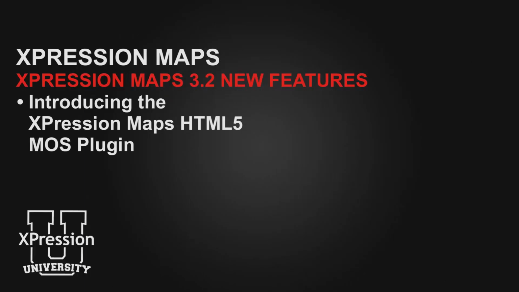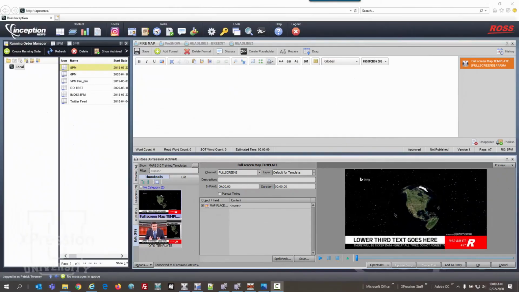client for MOS workflows. Okay, I'm in Inception News and I've got my XPression MOS ActiveX plugin open. Again, this will work with the XPression MOS ActiveX or it will work with the XPression HTML5 plugin. Either one, they work the same. In there, I've picked a template, and I've got one for a full screen graphic, and I'm using it from a late local news template, and that'll mean something to you in a minute.